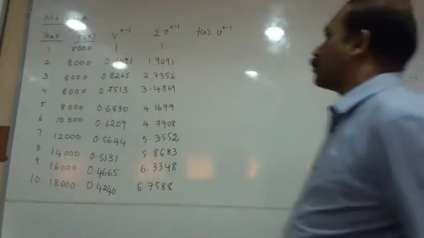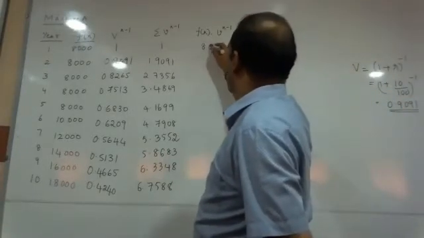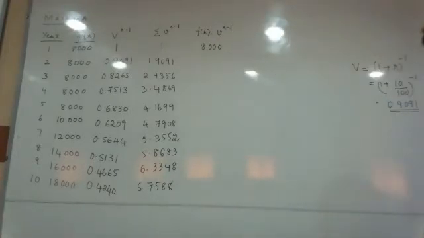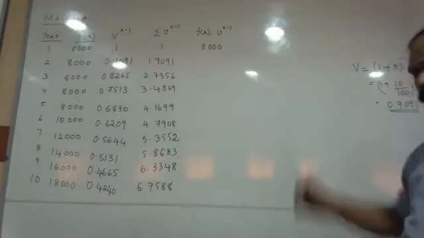I think the first value is 8,000 into 1. It comes to 8,000 rupees. Second year, can you tell me now? 8,000 into 0.9091. Okay, you can just keep it ready and then I'll write down the value.